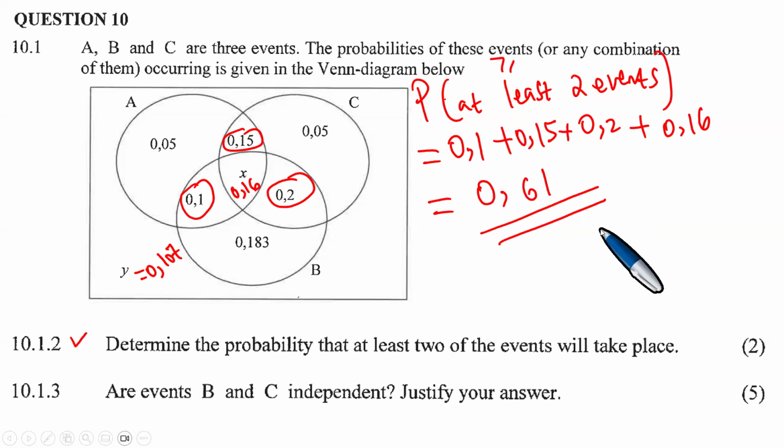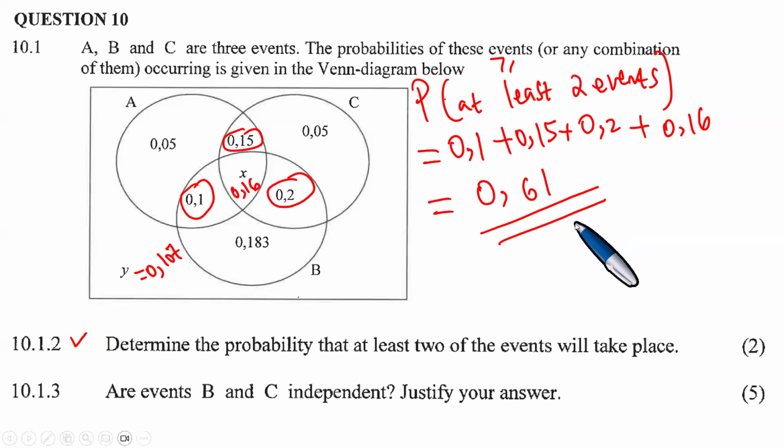Where's the question? Who does not understand the probability of at least two events?